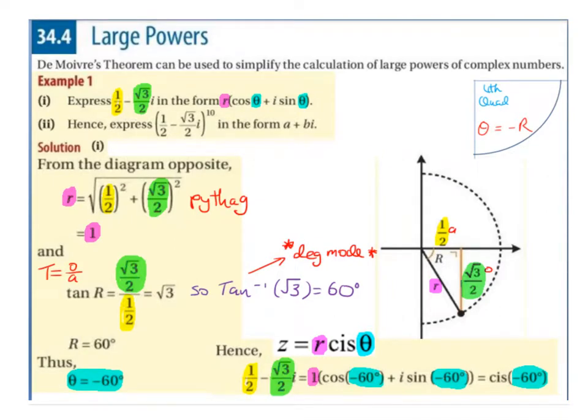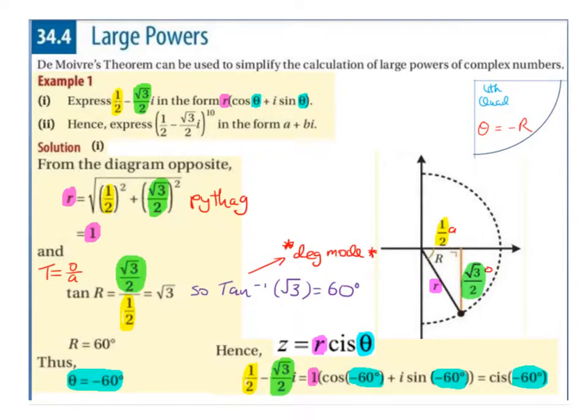Large powers. De Moivre's theorem can be used to simplify the calculation of large powers of complex numbers. For example, express 1/2 minus root 3 over 2 i in the form r(cos theta plus i sine theta).